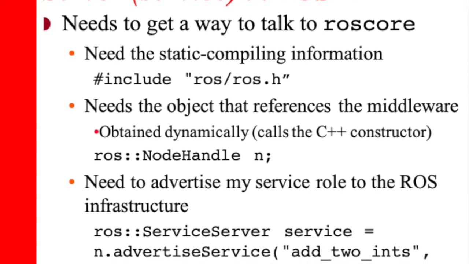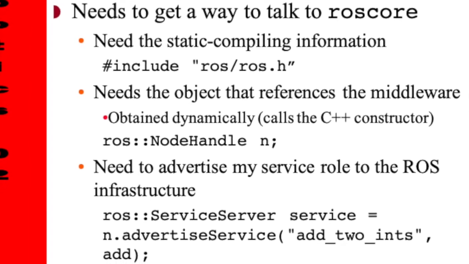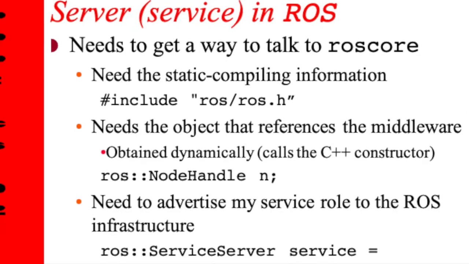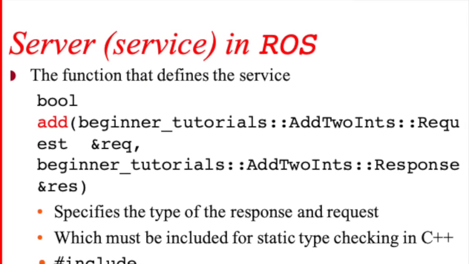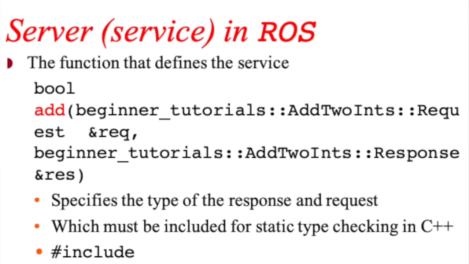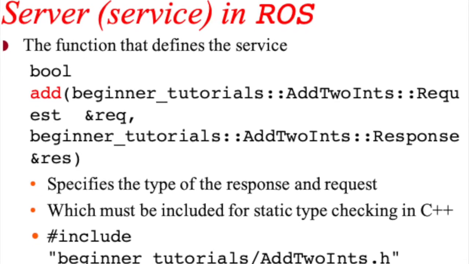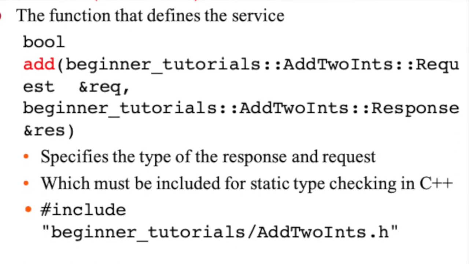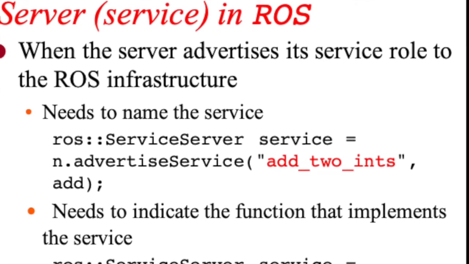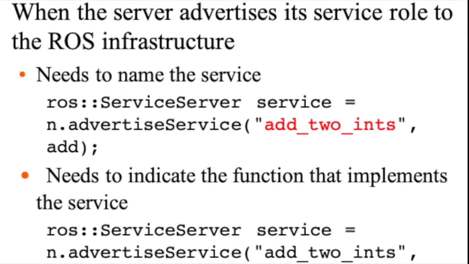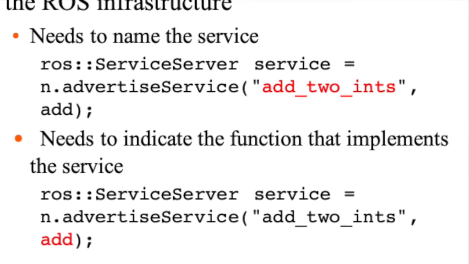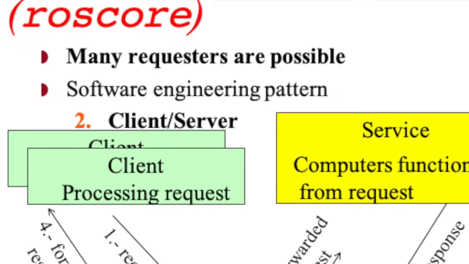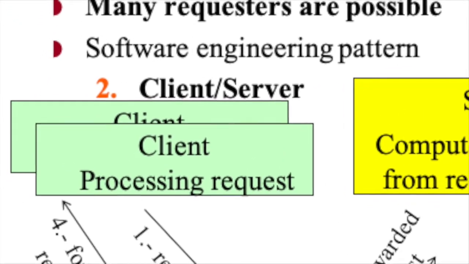But here, when we create an object of the class service server, we are also advertising that this node hosts a server. The parameters of the function that implements the service must use the data type defined for the request and the response. And when we advertise the service, we indicate its name and also what is the function that implements the service. Now you see the advantage of this decoupling. There could be many clients for the same service.